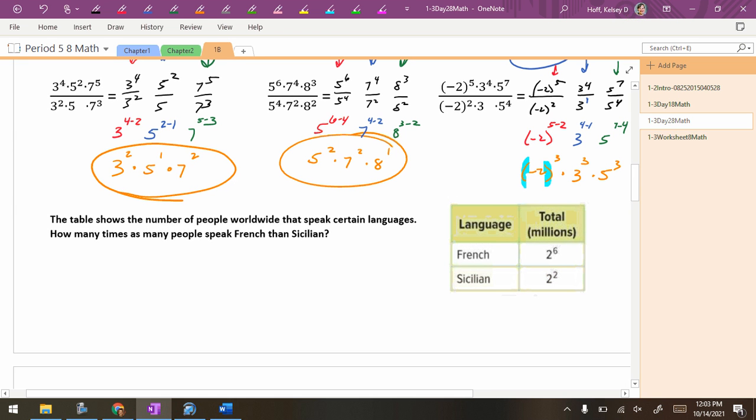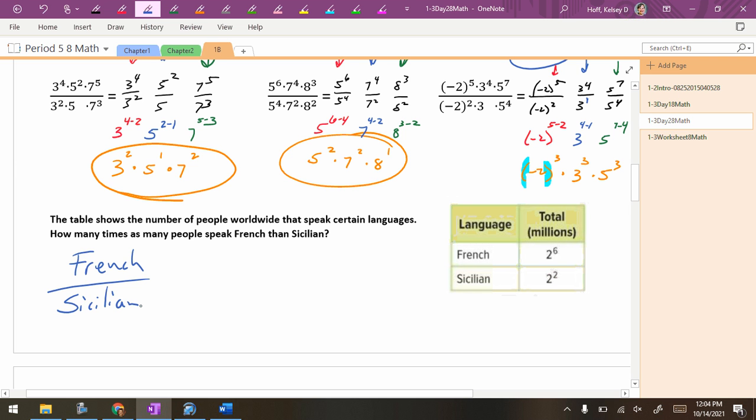Horrible. The table shows the number of people worldwide that speak certain languages. How many times as many people speak French than Sicilian? Okay? When I look at this, how many times as many people speak French than Sicilian? People speak more French or Sicilian? How do you know? Yeah, 2 to the 6th. The 6 is larger, so 2 to the 6th is going to be a bigger number than 2 to the 2nd. So I need to take French and divide out the Sicilian.